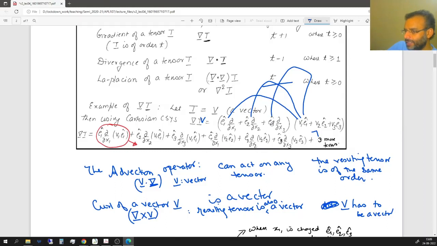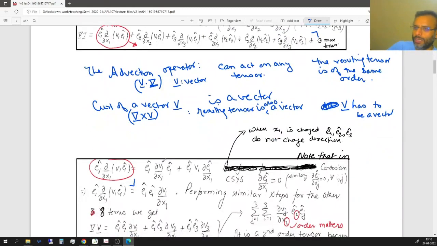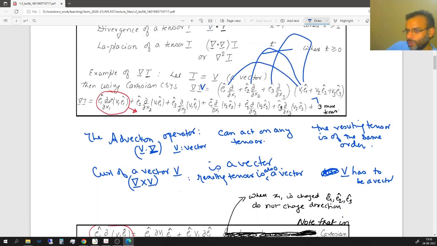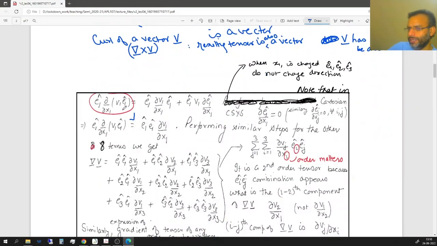E3 del x3 acting on v1 e1, giving me the third term here. Similarly, when these 3 will act on v2 e2, we get 3 more terms. And finally, when E3 del x3 acts on v3 e3, you get 3 more terms. I have not written all of them here, but you should be able to write. Now let's focus our attention on the first of the 9 terms here, which is E1 del x1 acting on the vector v1 e1.